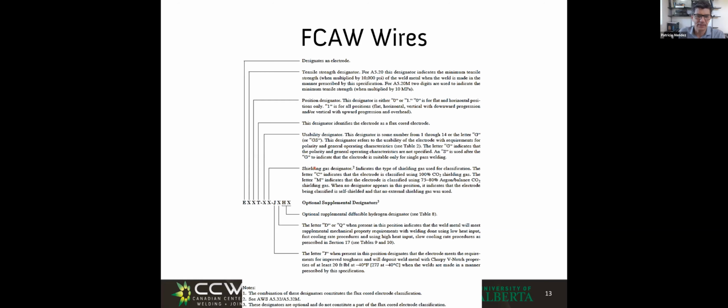And then, of course, this keeps going, but I wanted you to have a sense of this designation. Electrode, 7, that would be the strength. 0 or 1 meaning flat and horizontal or all position. T meaning flux core wire. This other digit talks about the chemistry of the flux and the usability of the flux. And this other one is what type of gas we would have. I put nothing, self-shielded. I put a C, it means all CO2. I put an M, it is a mixture of argon and CO2 with about 20 to 25% of CO2.